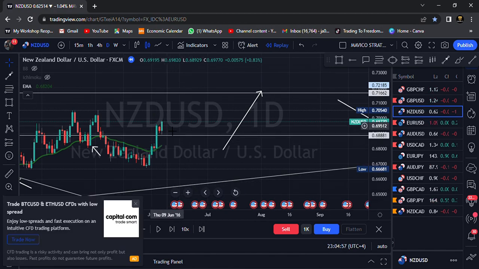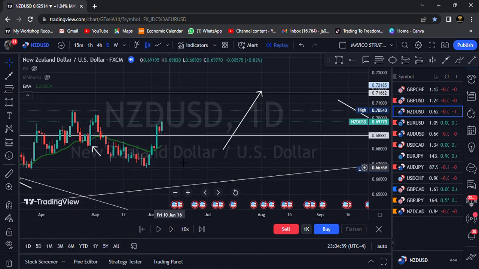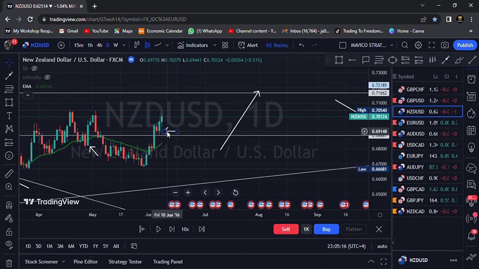Okay, so this is it, guys. This is what I was saying. Exactly what I was saying. So this is the bullish engulfing I was talking about. But well, let's see if it closes. Okay, it closed. So this is the bullish engulfing I was talking about above this moving average.